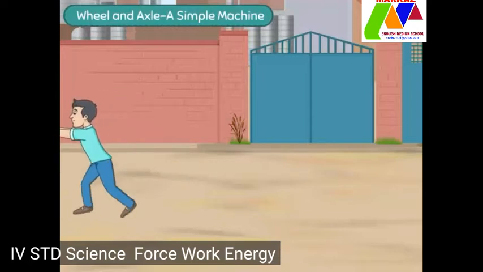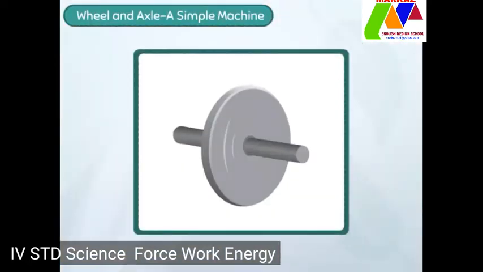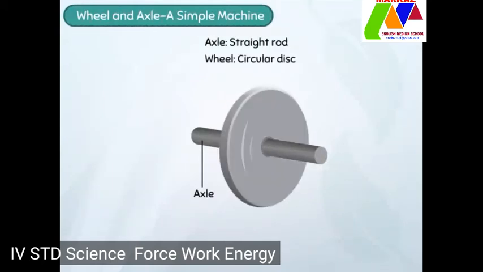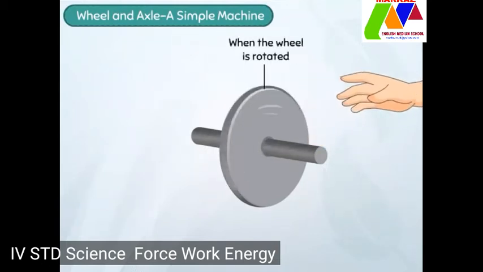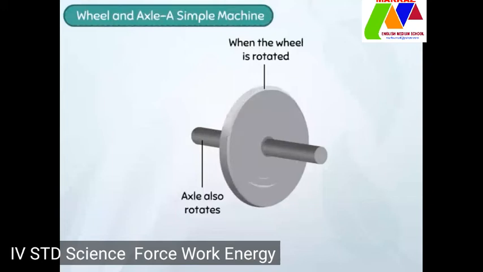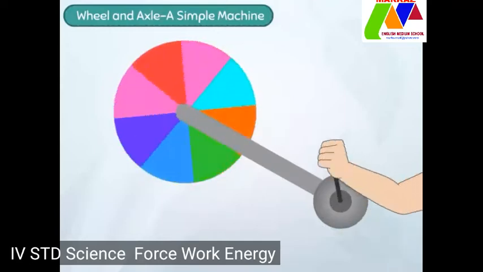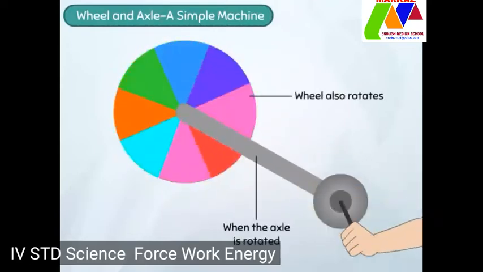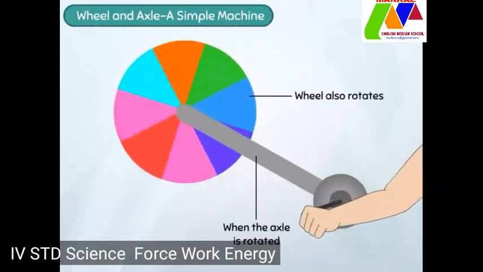This simple machine is made up of two parts. That is, a wheel and an axle. The axle is a straight rod which passes through the center of a circular disc called the wheel. When the wheel is rotated, the axle attached to the wheel also moves. Another way to use a wheel and axle is to rotate the axle, which in turn rotates the wheels attached to it, just like what you see here.